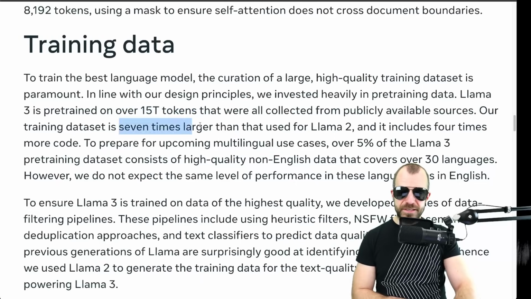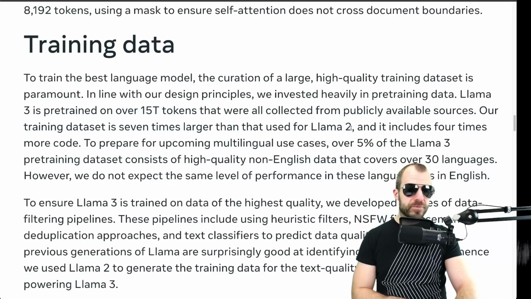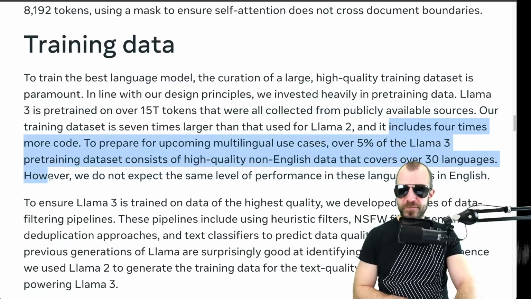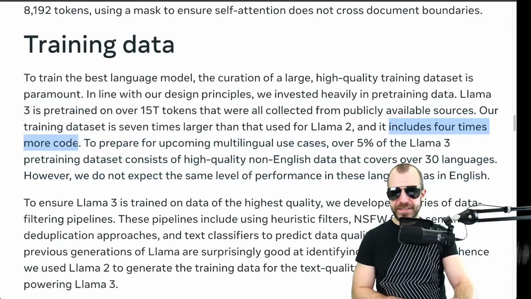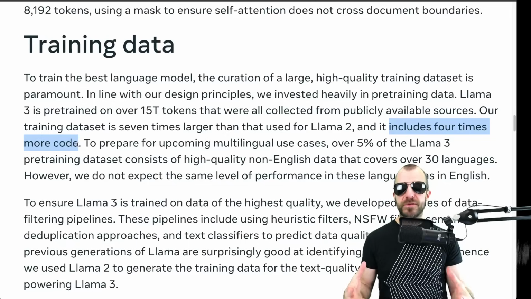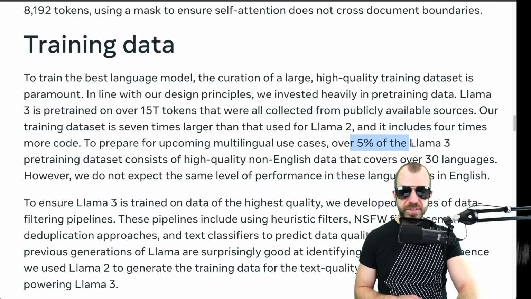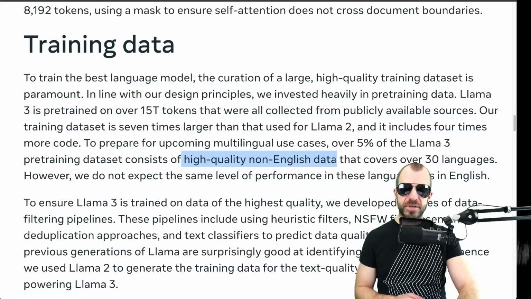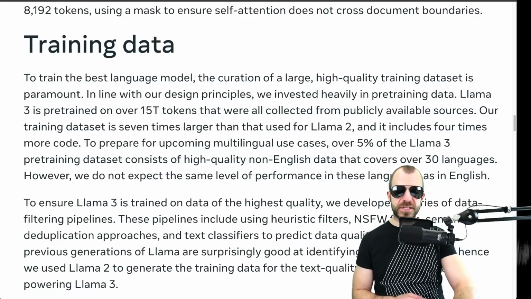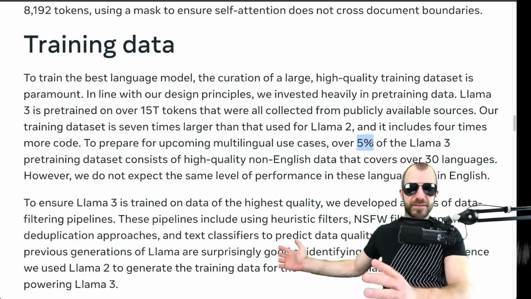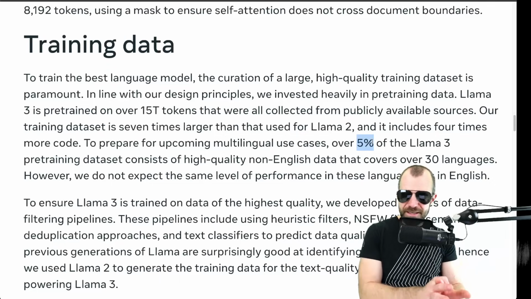Interestingly, the model has been trained on over 15 trillion tokens. They say that is 7 times larger than that used for Llama 2. They don't say where it's from. They just say publicly available sources, whatever that is, right? It also includes 4 times more code. So it's supposed to be a kind of unified data set, and it does contain a significant part of multilingual data. Over 5% of the Llama 3 pre-training dataset consists of high-quality non-English data that covers over 30 languages. You might think 5% is little because it's like 95% goes to English and then 5% to the rest of the languages.